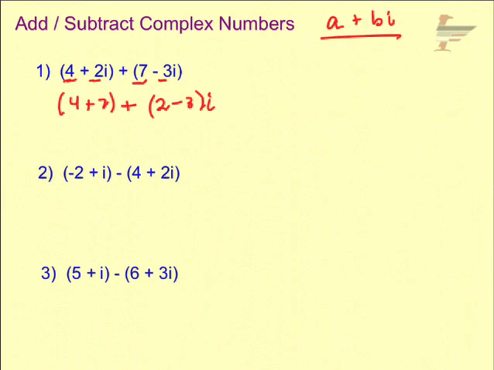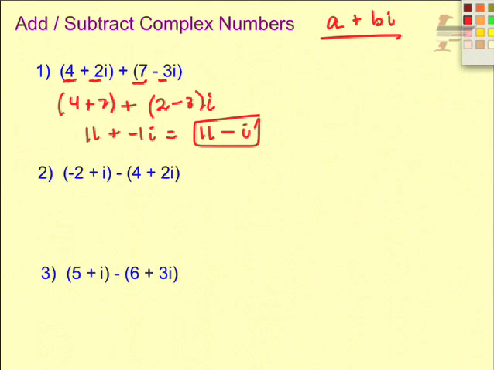And if we simplify, we have 4 plus 7, which is 11, plus 2 minus 3 is a negative 1i, which we can just simplify to 11 minus i. And that will be our final answer on that one. I kind of feel like that's writing it out the long way.